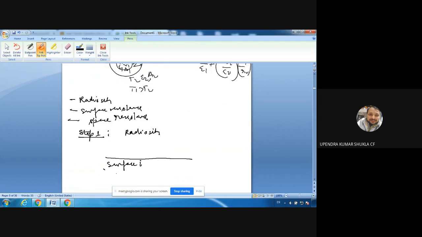Now if this is the surface I, the radiation that is falling on this surface is called the irradiation. It is represented by G, and since it is falling on the surface I, the subscript I is there, Gi. Its unit is watt per meter square. Watt means joule per second, so this is the energy per unit time per unit area. So this is the flux that is falling on this surface.